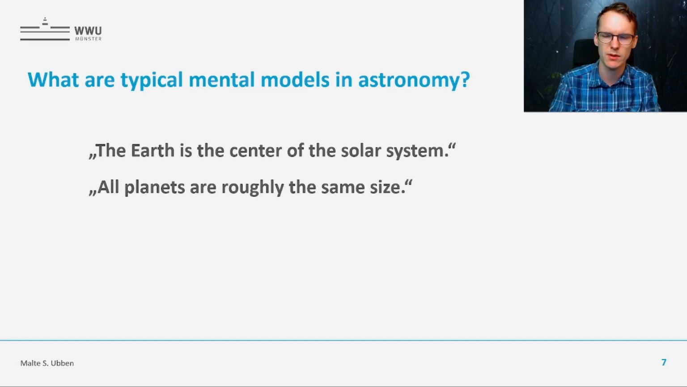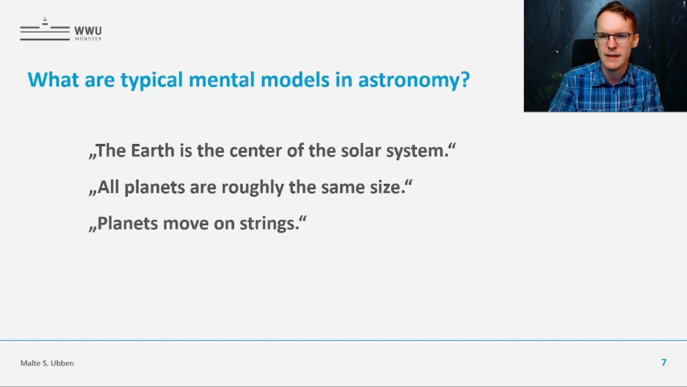This one is a bit more often found. It's all planets are roughly the same size, and they're all approximately the same size as the sun. That's probably because of textbooks and media. In media and textbooks, planets all have roughly the same size, so they all fit on the page. And the distances are not close together in reality, but in the textbook they are. So these kinds of mental models might develop from that, and they probably do.